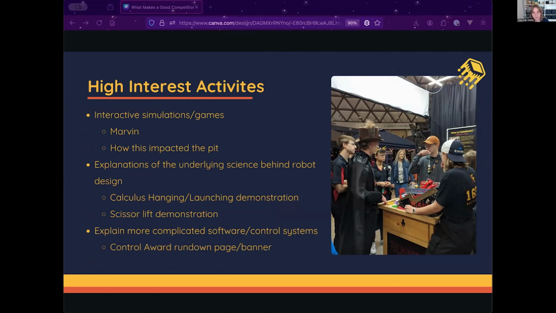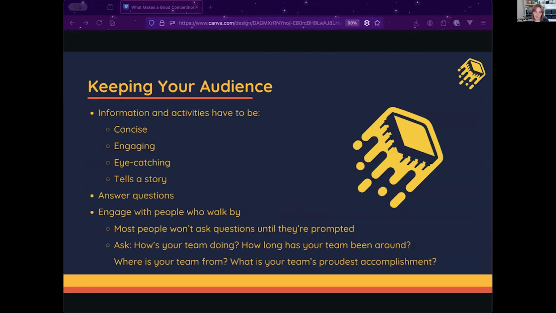People were able to sit down anywhere from a second grader to a grandparent or a mentor who didn't know tons about the game. They're able to play this game for 5 minutes and then walk away with a good understanding of the game and have their own autonomous written. Explanations of the underlying science behind their robot design or complicated software and control systems is really a good high interest activity for that audience. So it's one thing to gain an audience and it's another to keep your audience. So information and activities that you have in your pit has to be concise.